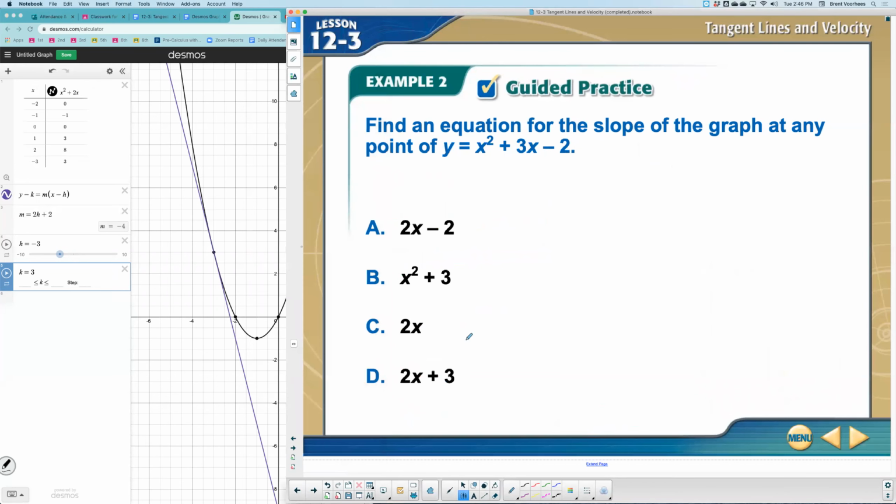Now, you have one to try. You can pause the video if you need more time. You should be able to use the digital technique I used right here, or you can go through the algebra as we've shown using limits.